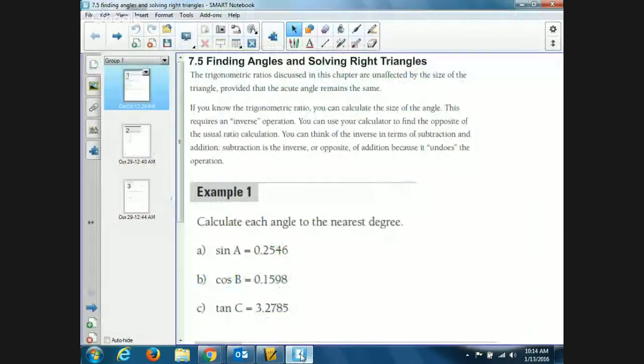Away we go. Seven-point section. Finding angles, solving right triangles. That's what this one's about. So any of those: sine, cosine, or tangent.